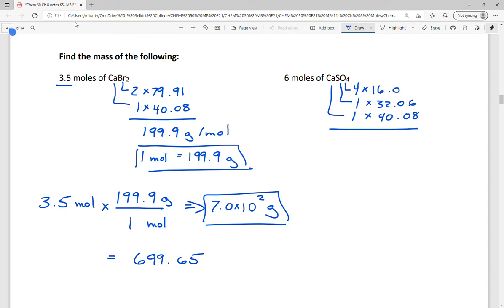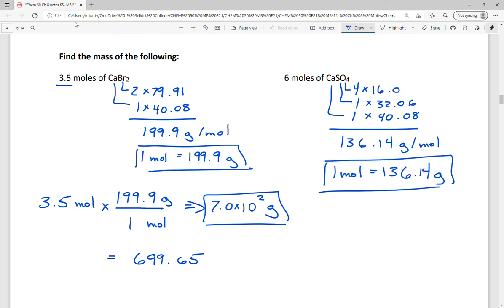Using my calculator to add that up, I get the molar mass of the compound. And so that is my go-between. That's my unit factor that allows me to calculate how many grams 6 moles of that thing actually weigh.